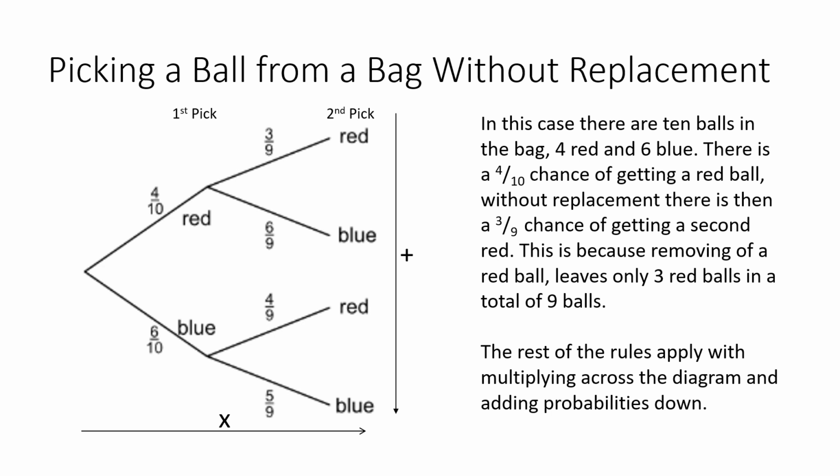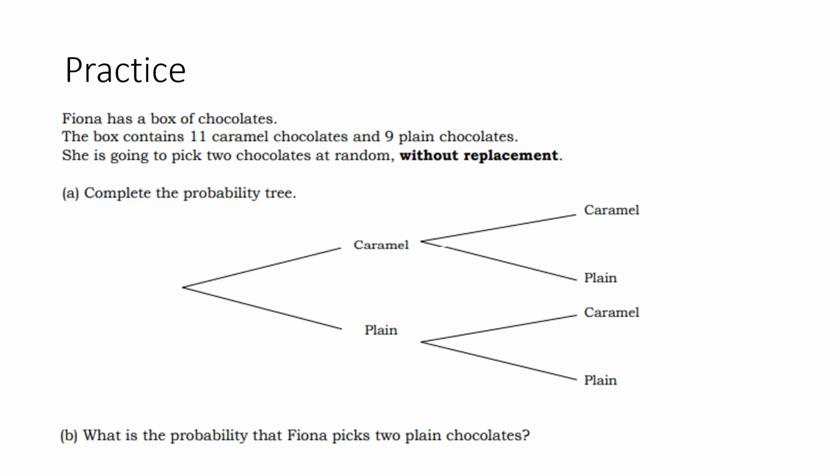If you were then going to use this, you can use the basic rules. They stay the same. As you move across, you're going to multiply probabilities. As you move down, you're going to add the probabilities. So let's practice those skills finally.